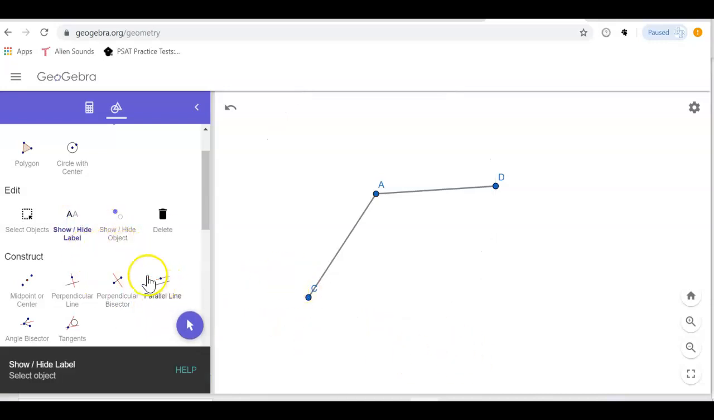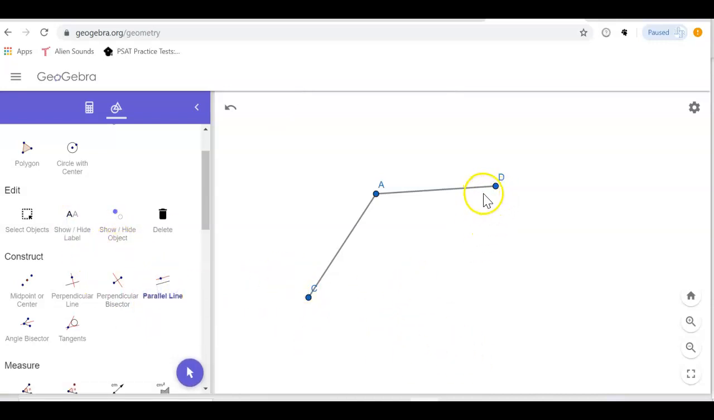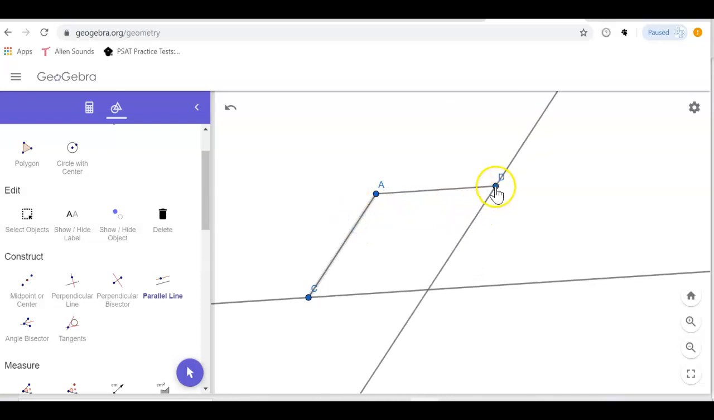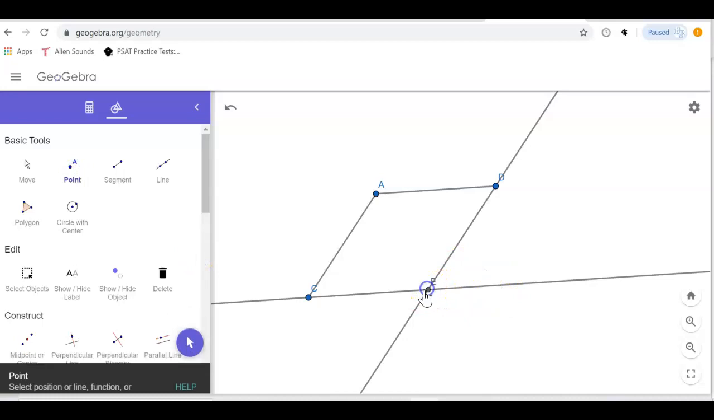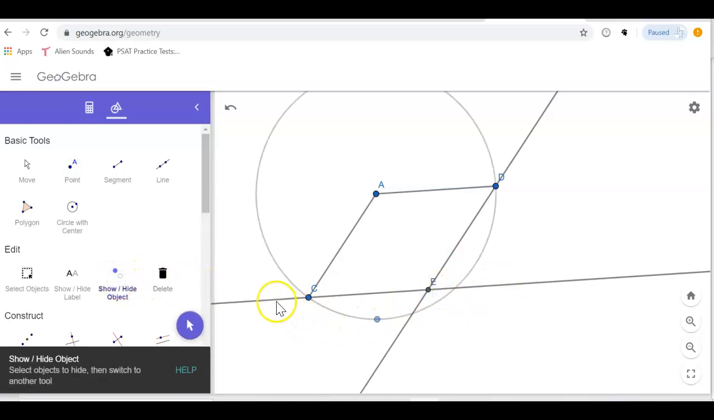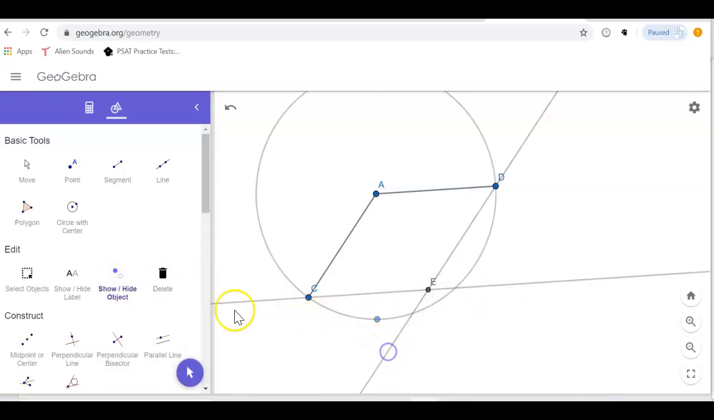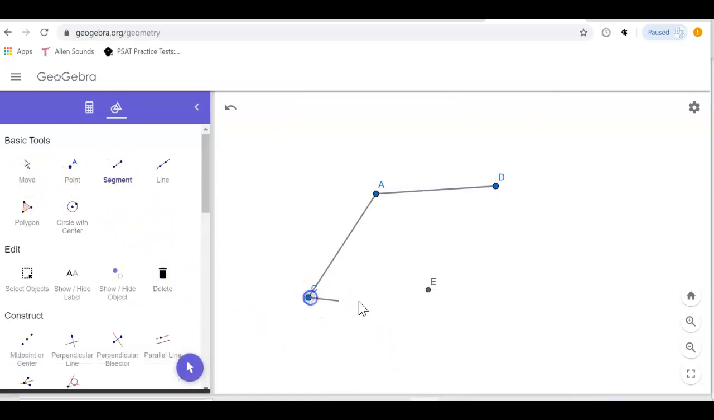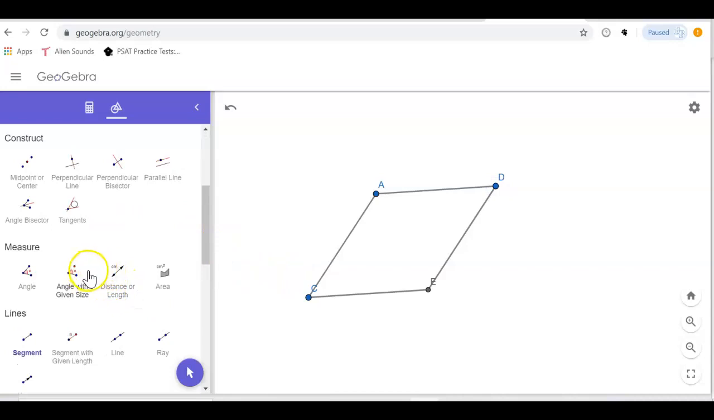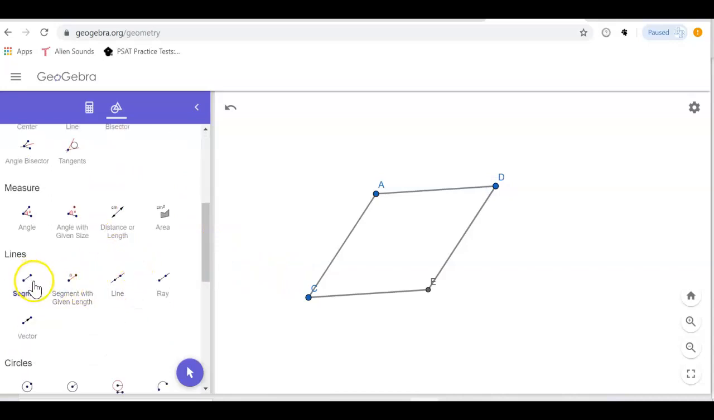So now we can go through and construct the rest of our parallelogram. Parallel to this line through this point, parallel to this line through this point. Then we're going to go ahead, mark this intersection. Then we want to hide these two extended lines so that we can go ahead and make a nice, clear rhombus.